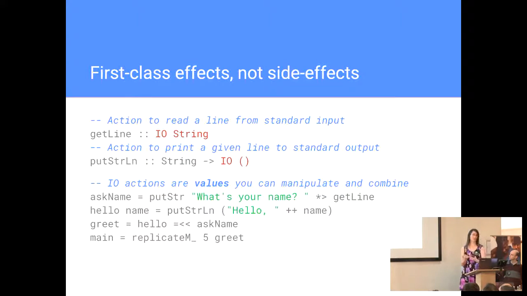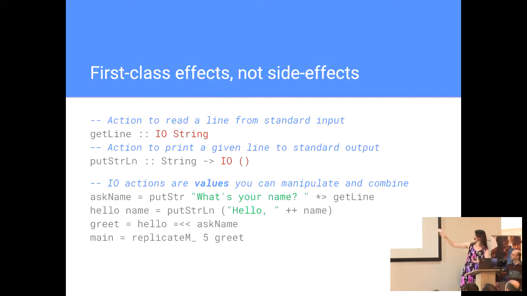So, the second thing that comes up with Haskell that's different to Python is that there are no side effects. This is what's meant with Haskell being a purely functional language. So instead of side effects, you have first class effects. So you might know in Python, many things are first class, but effects aren't. In Haskell, an action like doing getLine or printing something, these are actually IO actions, which are values which you can manipulate and pass around and combine, just like any other value.